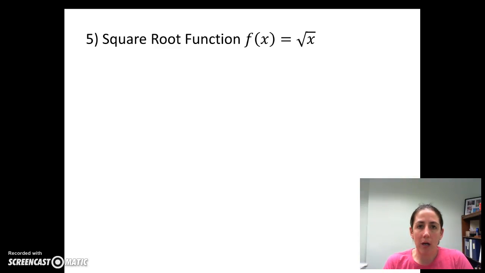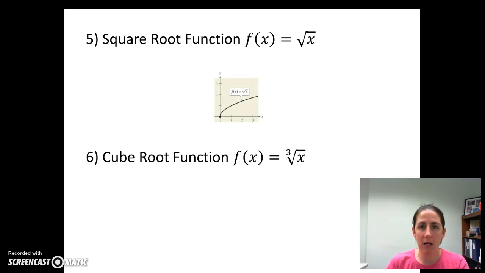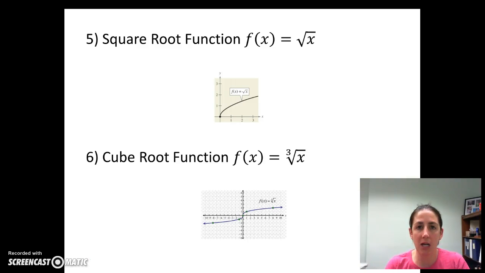The next would be the square root function. This is where you take the square root of x. Remember, we can't take the square root of negative numbers, so we would have to start at 0 and positives. This takes on the shape of half of a parabola turned sideways. And the next one is the cube root function. And so this is where you take the cube root of a number. And remember, you can take odd roots of negative numbers, so you could take the cube root of -1 or the cube root of -8. Now it takes on a similar S-shaped curve as the cubic function, but it's turned sideways.